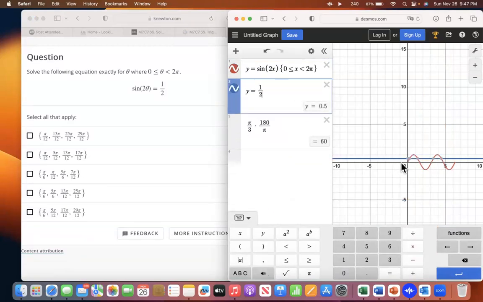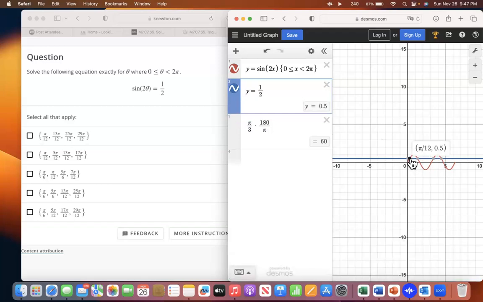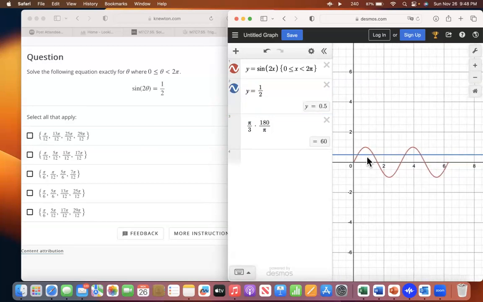All right, so now there's a bunch of angles there. Pi over 12, 5 pi over 12, 13 pi over 12, and so on. Then there's one more. Pi over 12, 5 pi over 12. Hold on, I literally can't see anything. Okay. Did this one? Pi over 12, 5 pi over 12, 13 and 17, yeah.